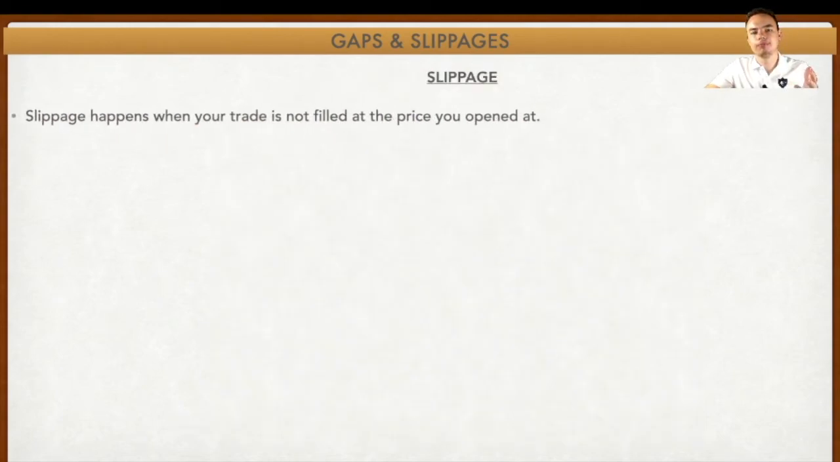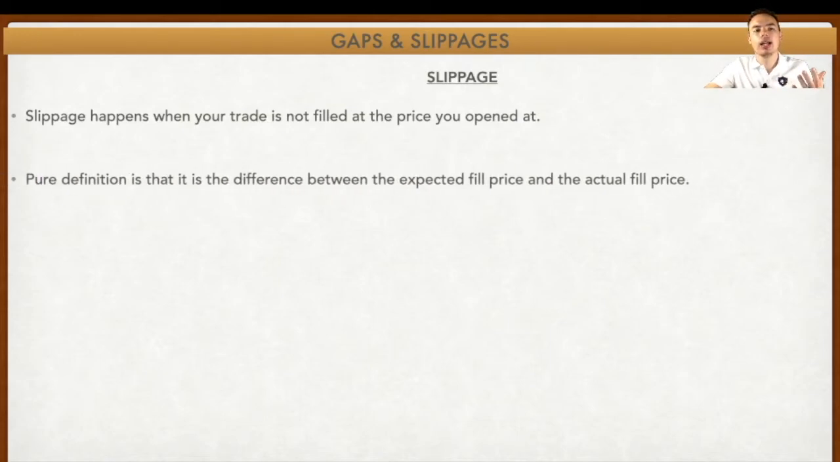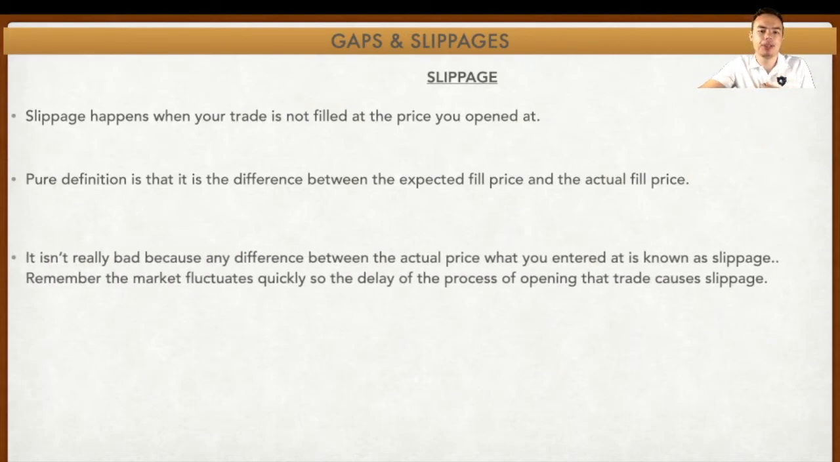Now, slippage happens when you trade. Your trade is not filled at the price you opened, like I just explained. Now, the pure definition is that it is the difference between your expected fill price. So remember, you expected that price above, and then when you entered, it's the actual fill price. It happens, but it doesn't happen often. It isn't bad because any difference between the actual price and what you've entered is known as slippage.